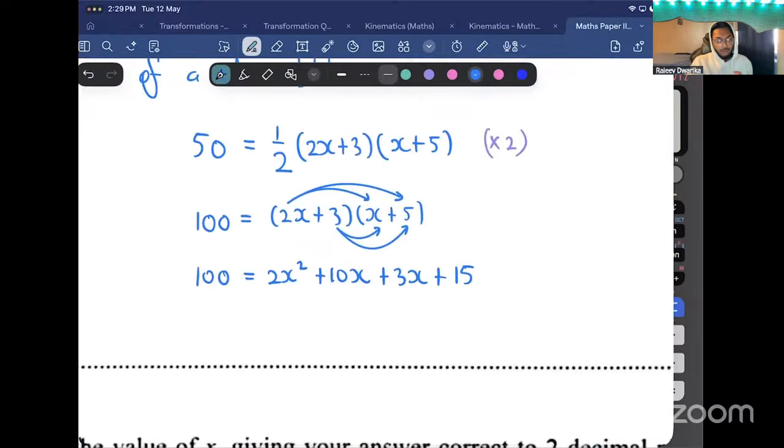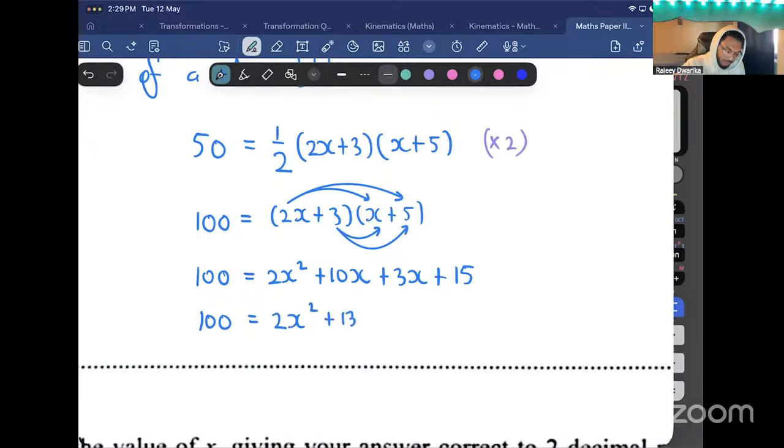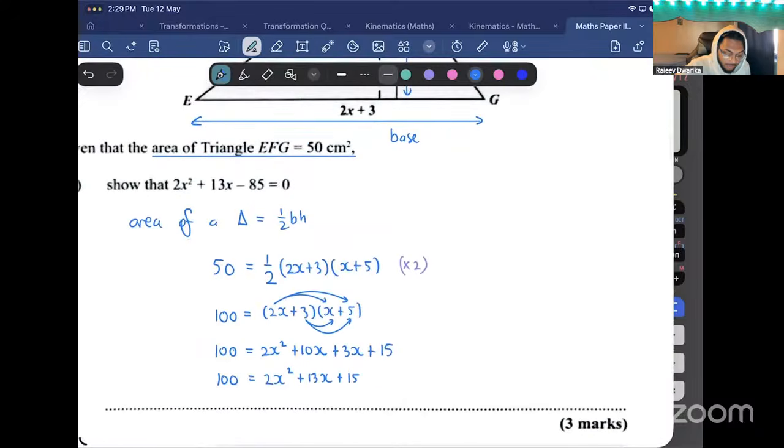Alright, cool. Now we need to look for like terms. Are you seeing any like terms on your right hand side, Romano? Yes, sir, I see 10x and 3x. That'll be 13x, right? And I see the plus 15.